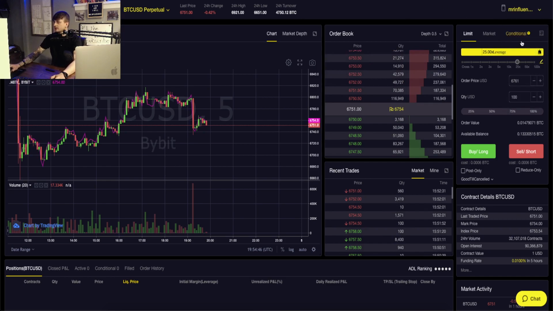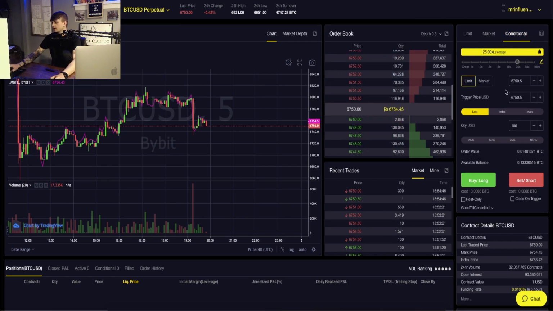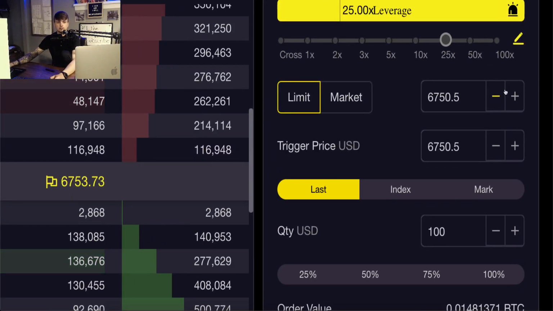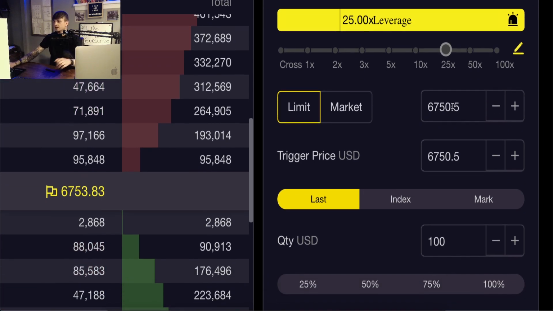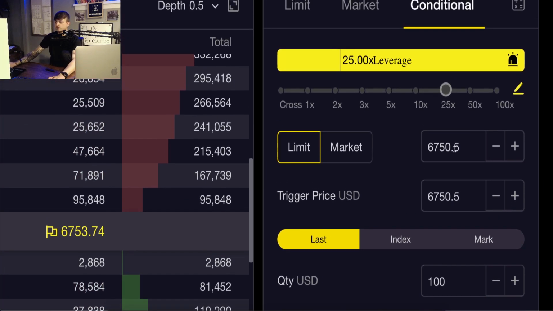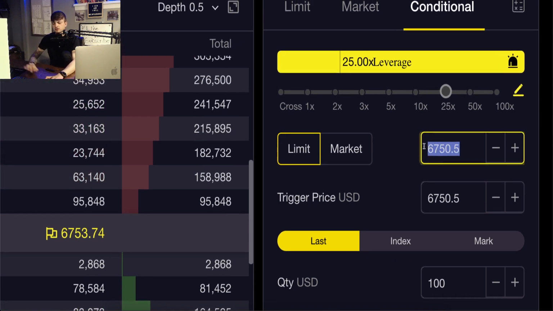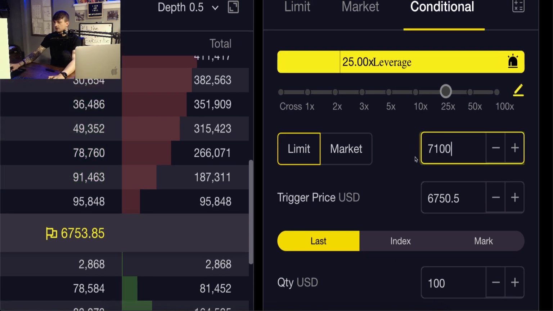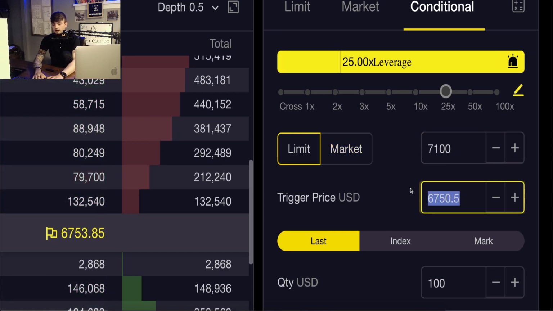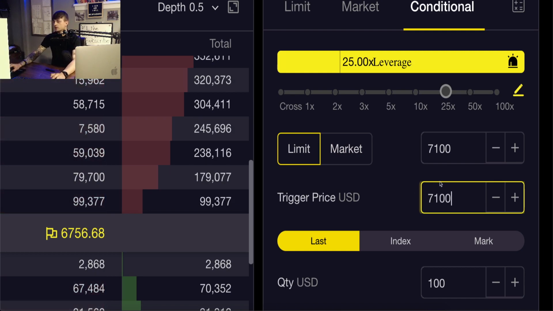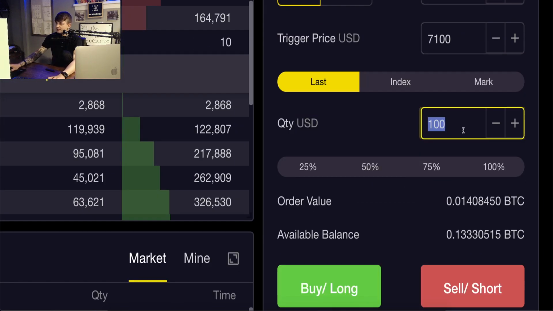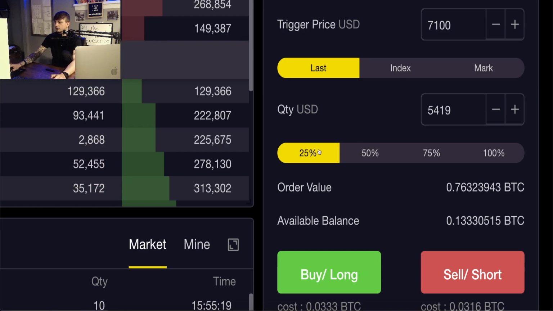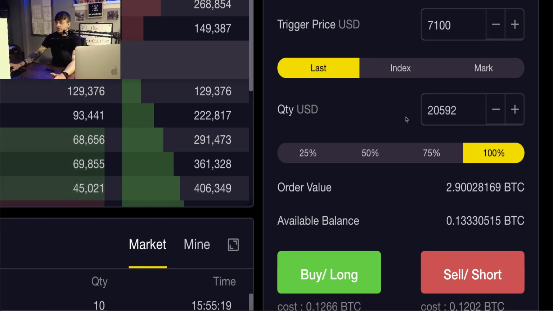So over here you have the option to press conditional, and let me just zoom in for you guys so you can see better. Boom, we have conditional, and now you have 25x leverage. Let's say the trigger price is 7,100. And you could either choose market price or limit price, and trigger price, same thing pretty much. Boom, you pick your quantity. Let's just say 100 is fine, or you could do 25%, 50%, 100% of your balance.